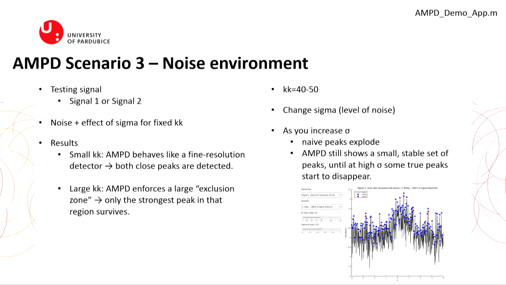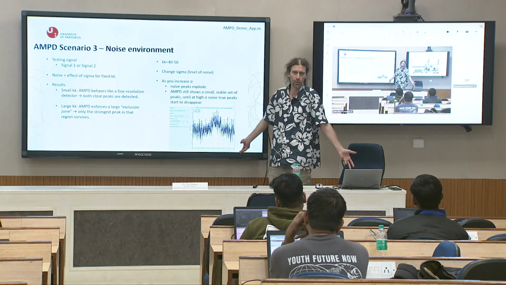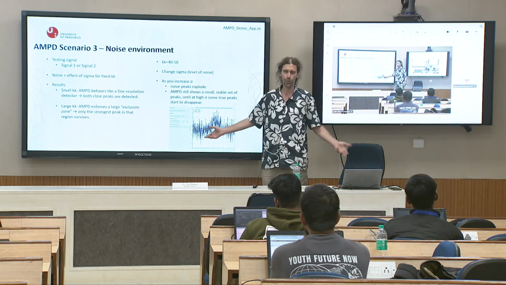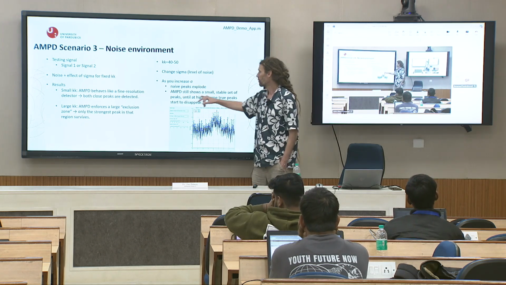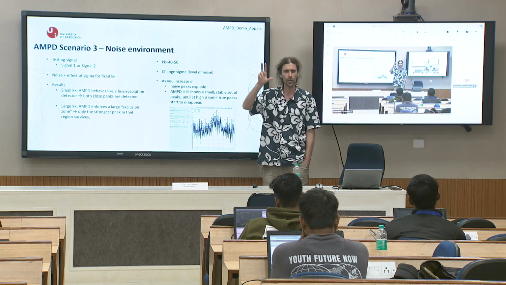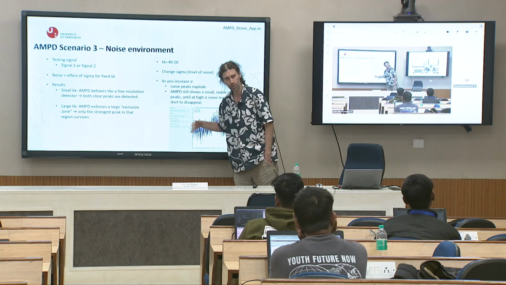Another scenario is the noise environment, the effect of noise. In case you increase sigma, naive peaks, I just call it explode because I don't know how to describe it, anyway it just stops working. You can't use it for any value. Three strongest from the blue one. AMPD still shows a small stable set of peaks. I don't say that there are 3 of them or something, but really a small set. But again, it depends on KK, so you need to tweak.